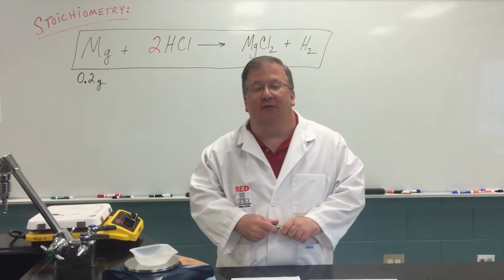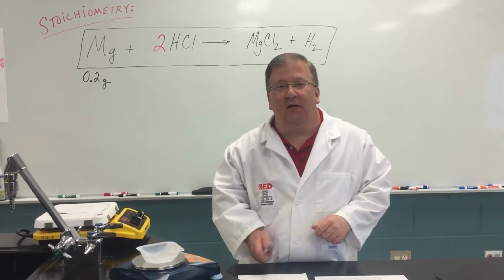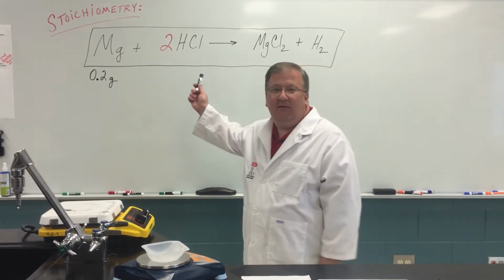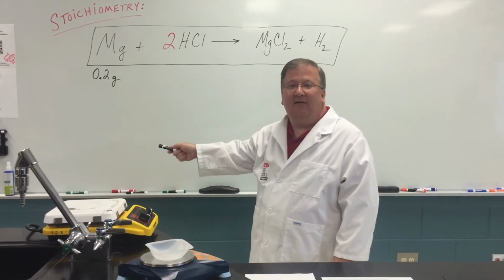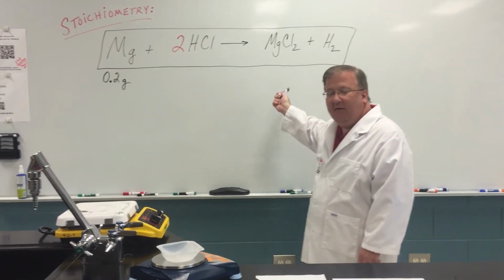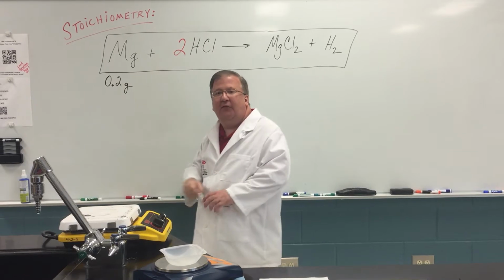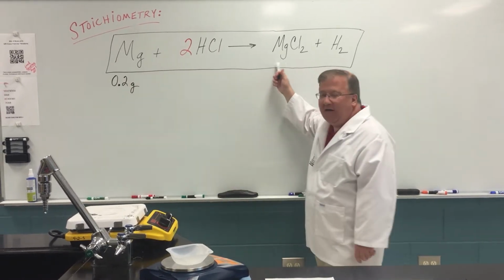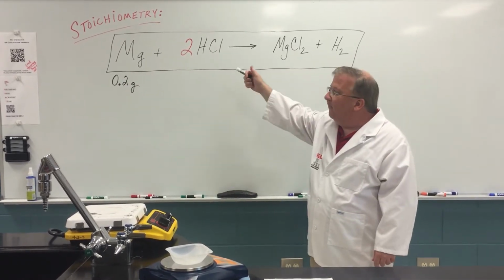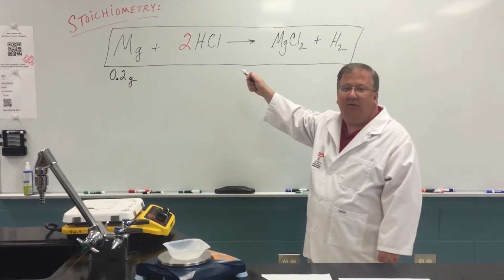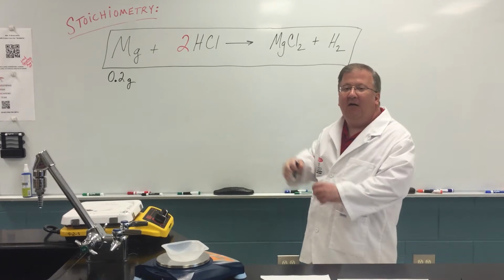This is an example of what we call stoichiometry. Stoichiometry is an essential part of chemistry. It deals with ratios of reactant amounts to product amounts. You never can just mix random amounts of chemicals together and expect a reaction to go to completion. And I've put an example on the board of a common demonstration that we oftentimes do in chemistry.